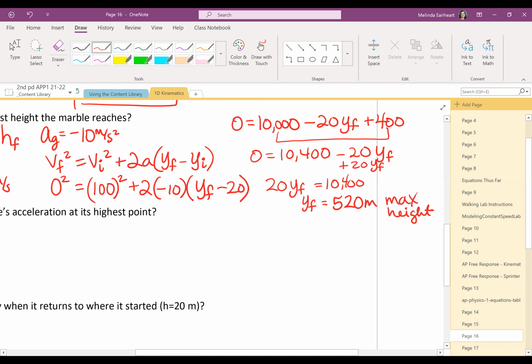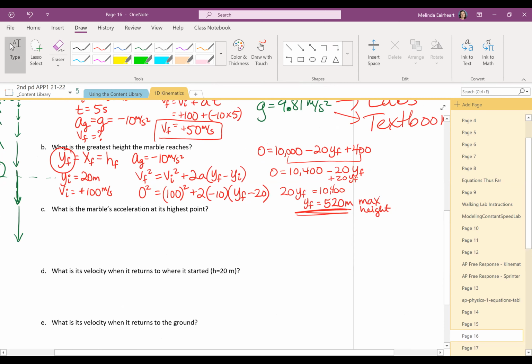The displacement traveled, if you start at 20, end at 520, displacement is, start at 20 meters, go to 520, displacement would be a positive 500, right? Okay, so there's your first answer.